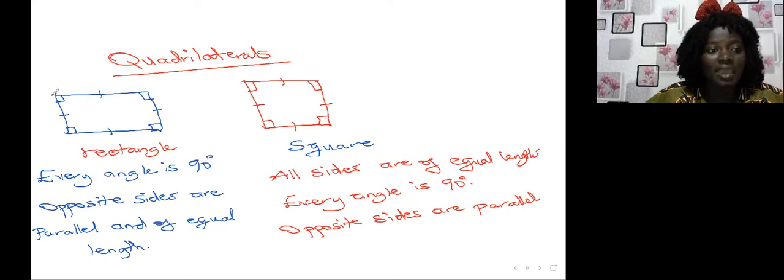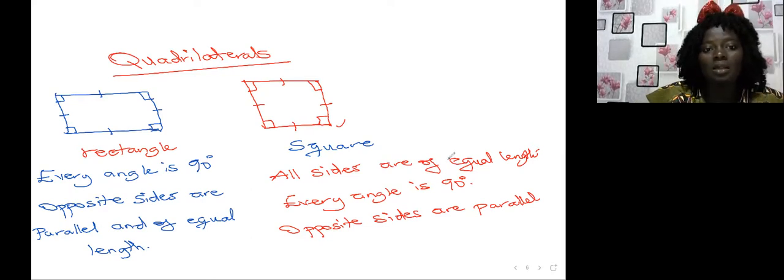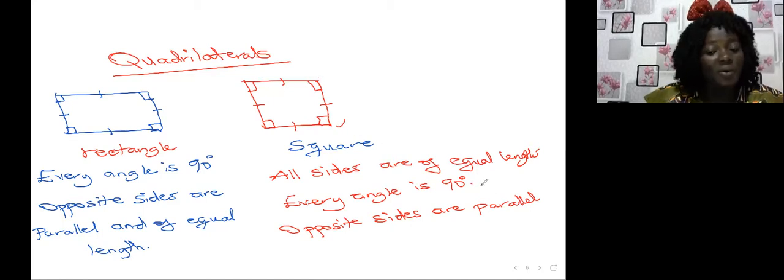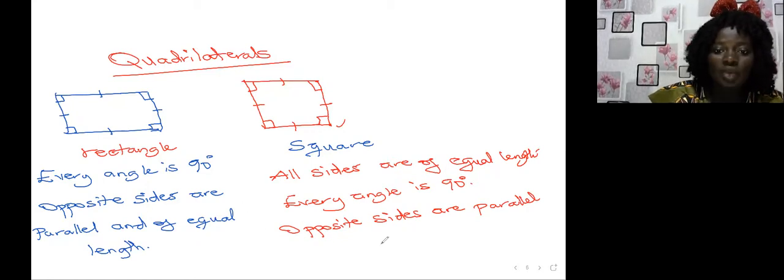Every angle is 90 degrees. The opposite sides are parallel and of equal length. Then we come to the square. All sides are of equal length, and every angle also is 90 degrees. Opposite sides are parallel. Okay, that is that for a square.